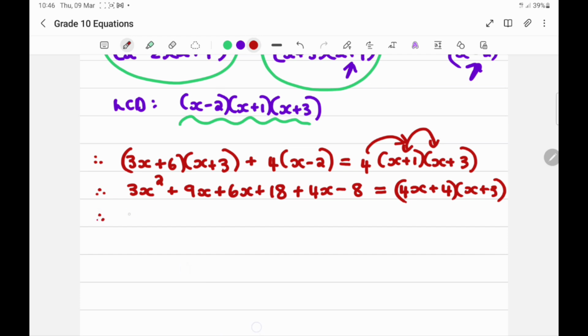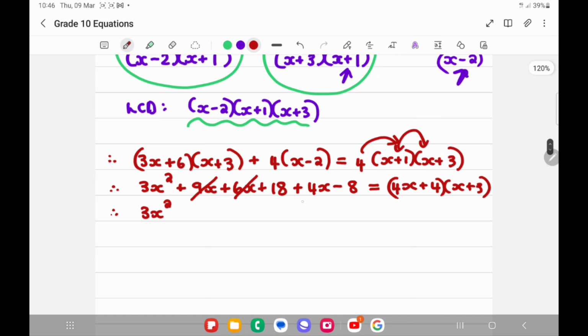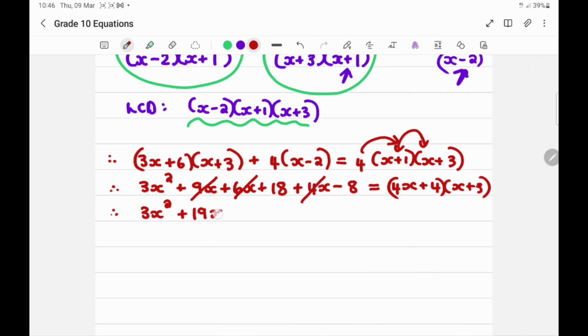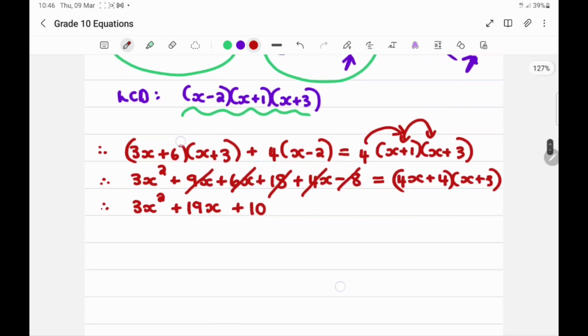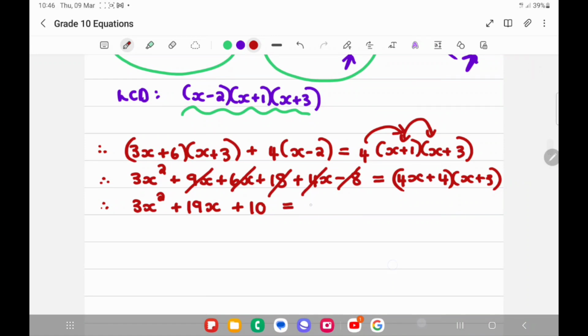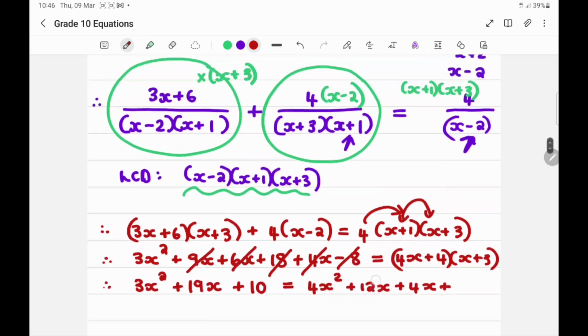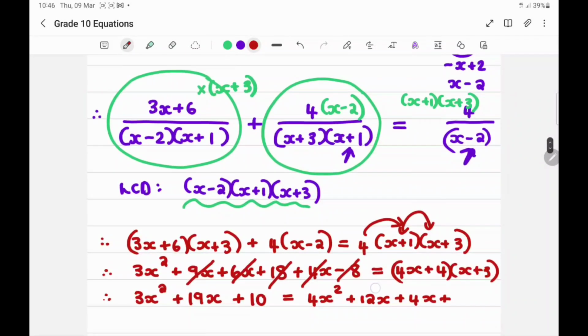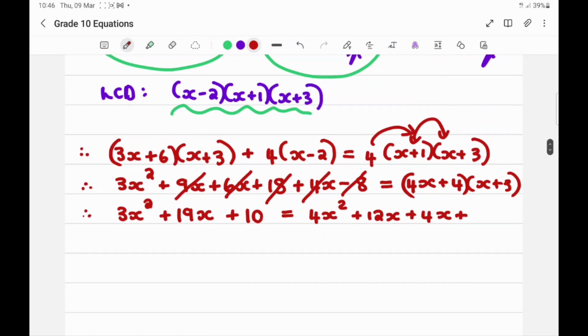So let me simplify here a little bit. 3x squared plus 9x plus 6x is 15, plus 4 is plus 19x, and plus 18 minus 8 is plus 10. Yes, that's right. Is equal to 4x times x is 4x squared plus 12x plus 4x and a plus, I just want to make sure, we had an x minus 2 there. Sorry, I just doubted myself there for a while. Okay, plus 4x plus 12.